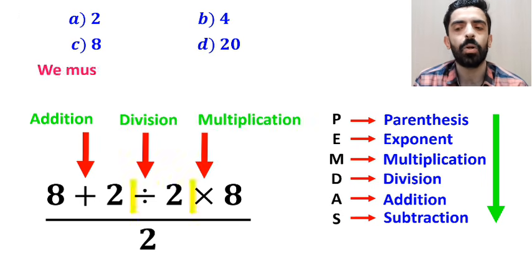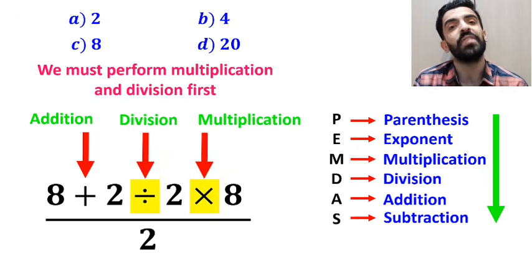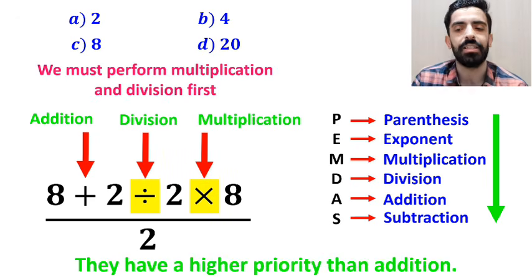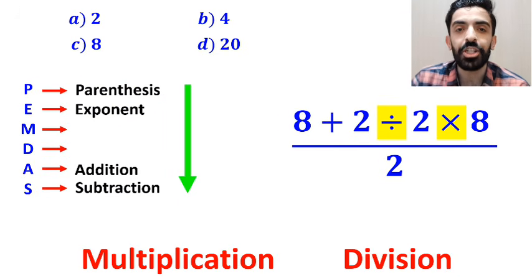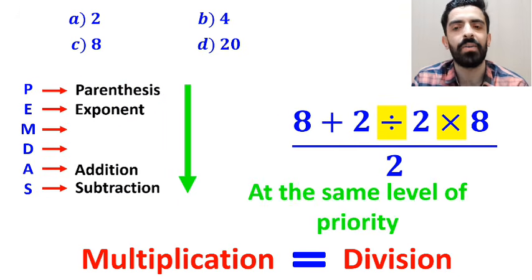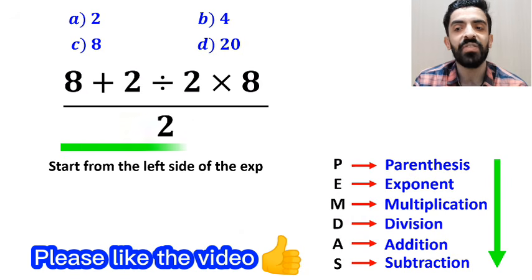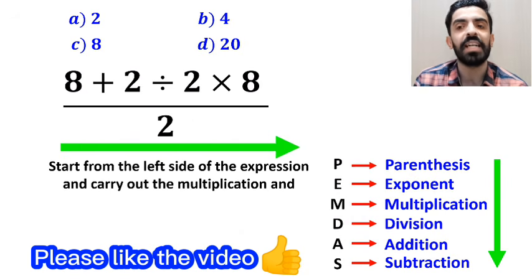According to the PEMDAS rule, we must perform multiplication and division first, because they have a higher priority than addition. However, it's very important to note that multiplication and division are at the same level of priority. In this case, the best thing to do is to start from the left side of the expression and carry out the multiplication and division step by step.